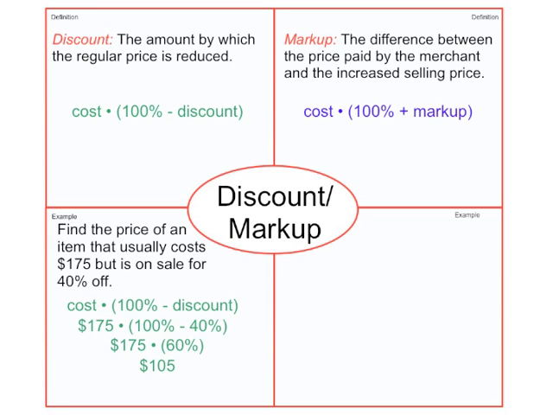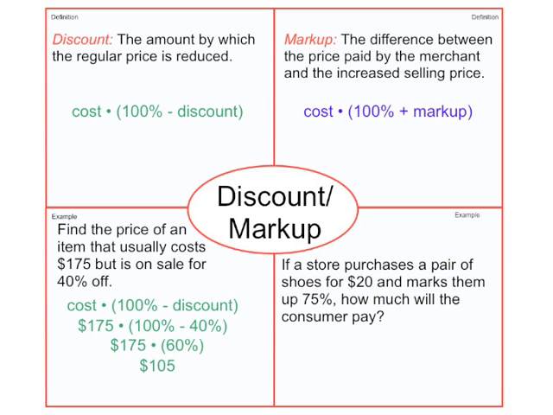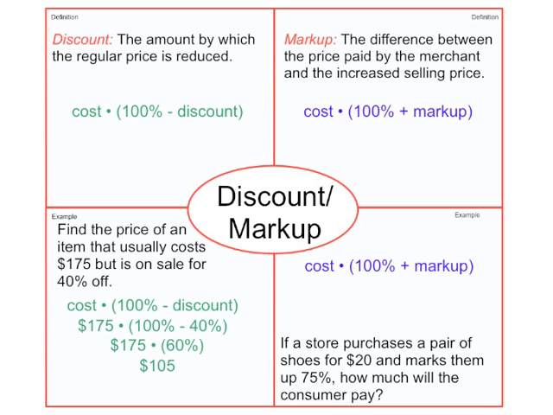The way we determine a markup, cost times 100% plus the markup. Okay, so let's look at an example there. The store purchases a pair of shoes for $20 and marks them up 75%. How much will the consumer pay? So we'll take our formula, insert the values. So for a $20 pair of shoes that the store purchases, they are going to charge $35.